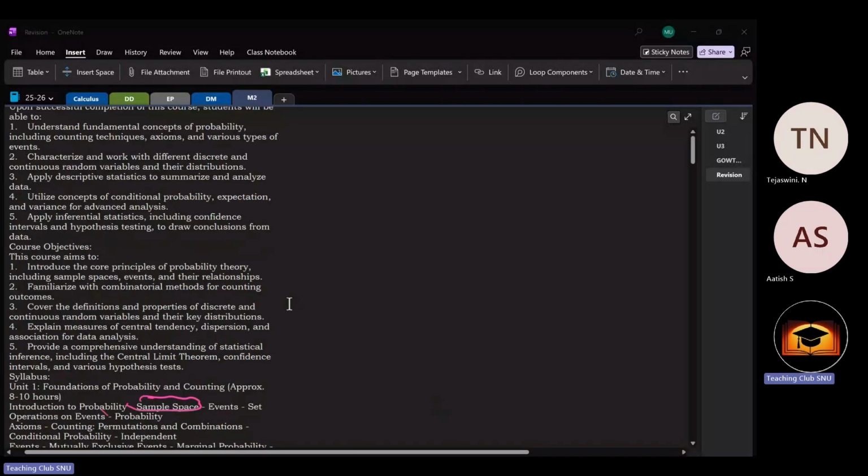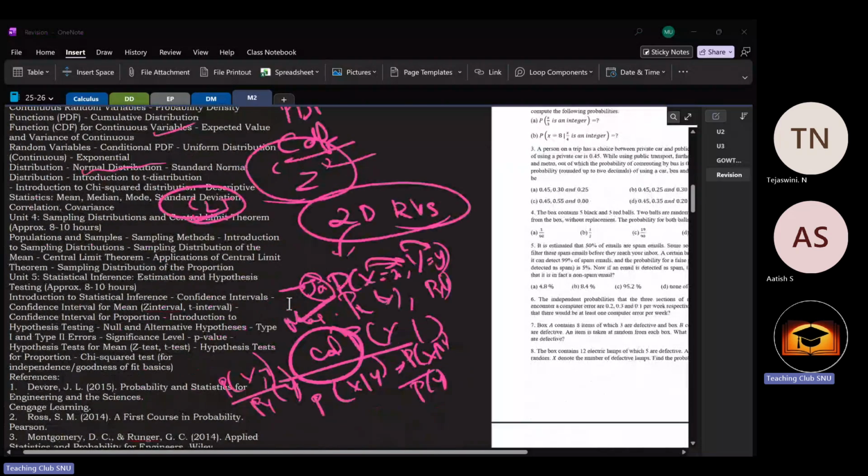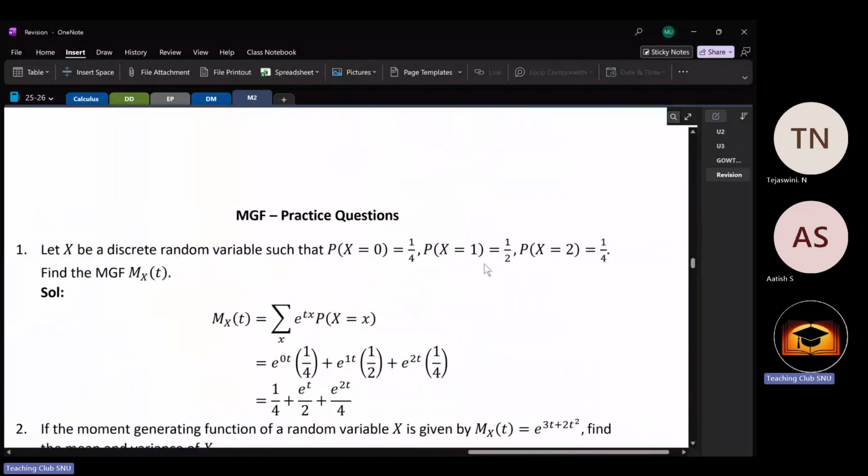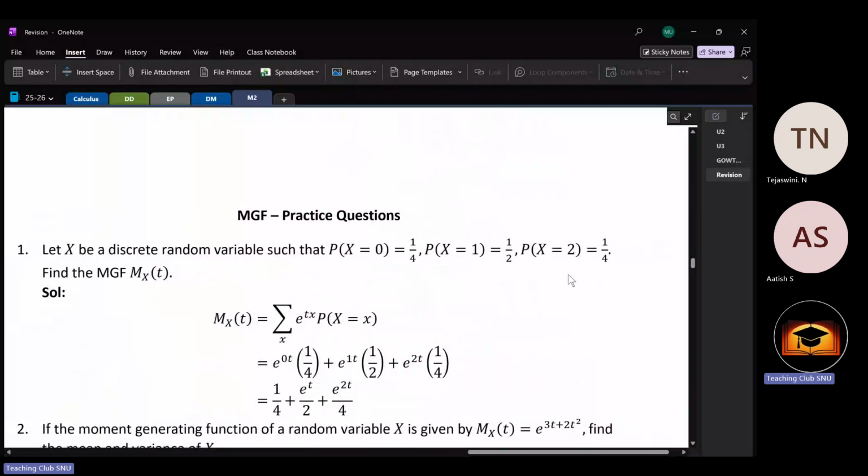This is one of the very simple MGF questions, right? Given P of x equal to 0 is this, P of x equal to 1 is this, P of x equal to 2 is this. What is Mx of t? Very simple, right? If you want to find Mx of t, it's just summation e power tx into P of x. For all the values of x, just substitute it.